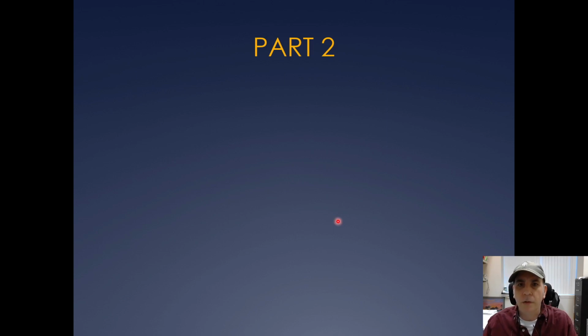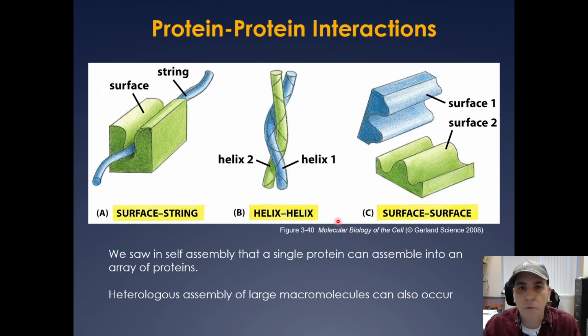Okay, class, so now we're on part two of today's lecture, and we're going to continue on with looking at some of the biochemistry of proteins. So right before the break, we were just looking at active sites, but there's also plenty of protein-protein interactions that occur within a cell.